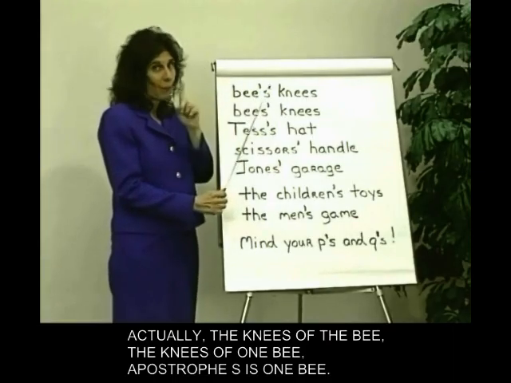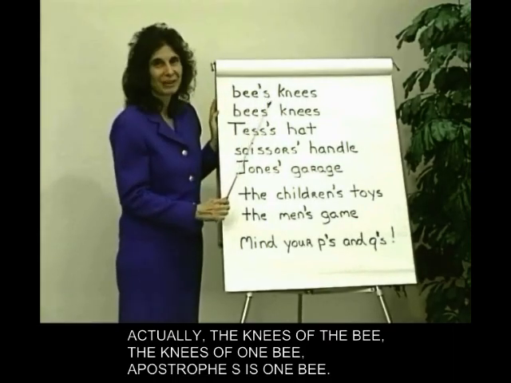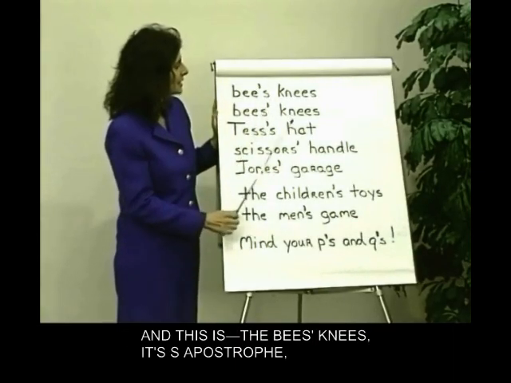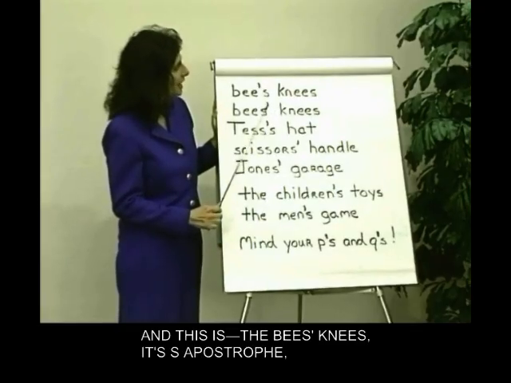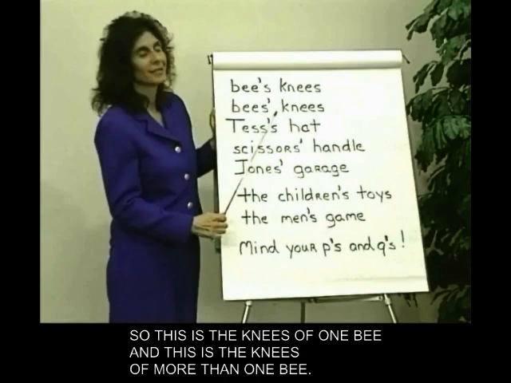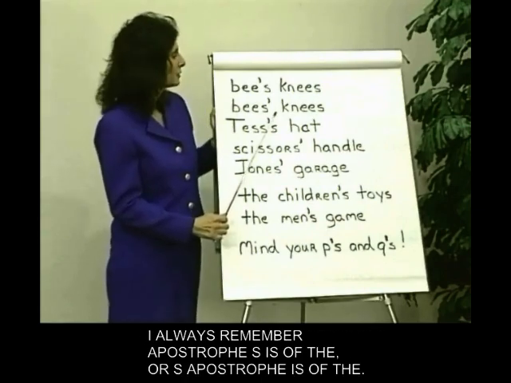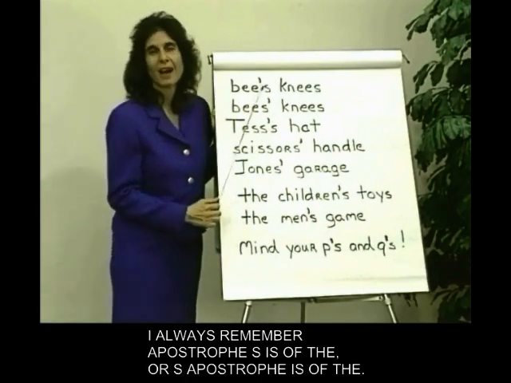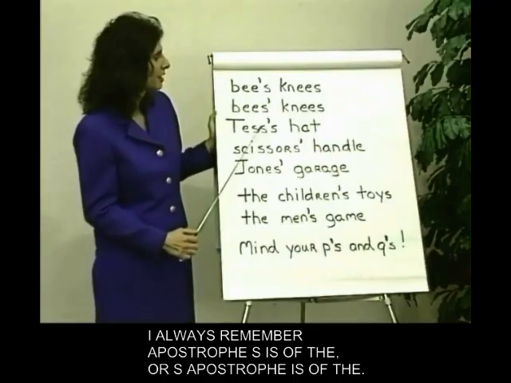The knees of one bee. Apostrophe S is one bee. And this is the bees' knees. It's S apostrophe. It's the knees of more than one bee. So this is the knees of one bee, and this is the knees of more than one bee. I always remember this: apostrophe S is of the, or S apostrophe is of the.